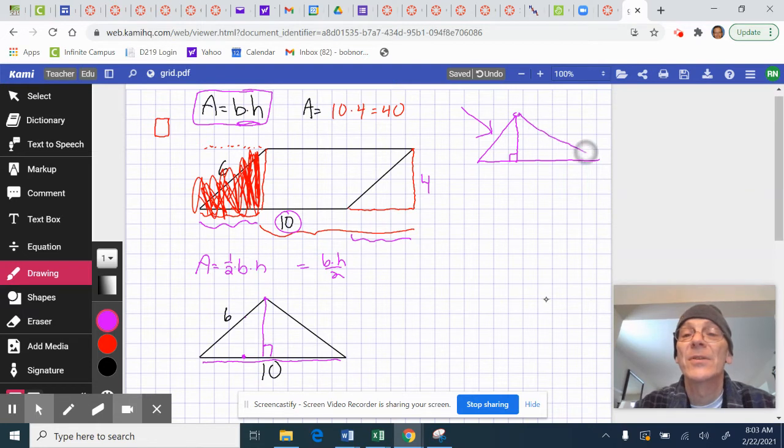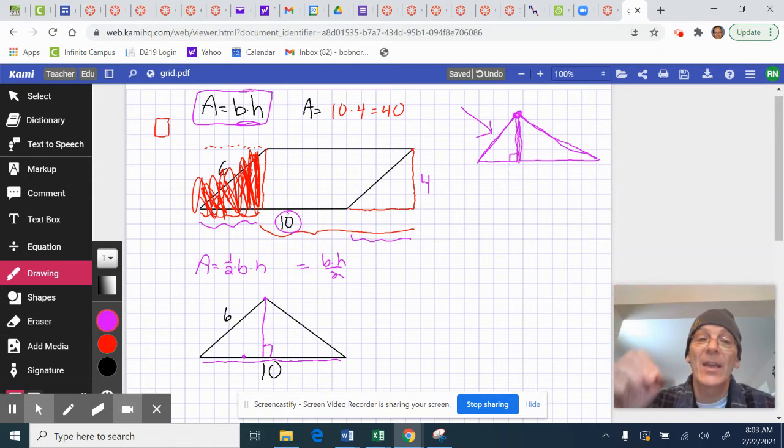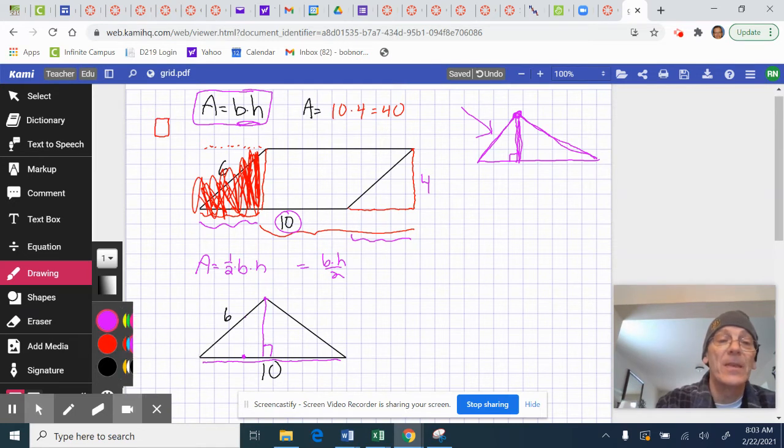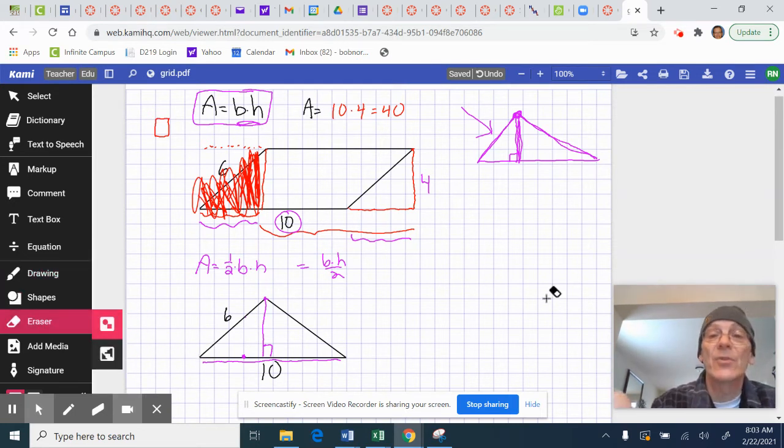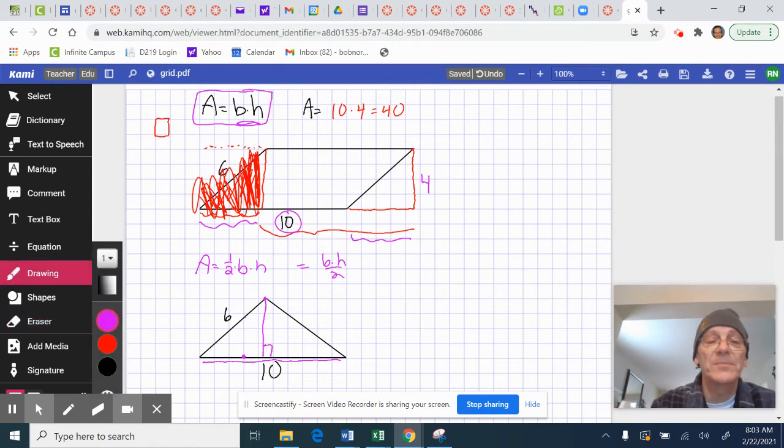See, there's a triangle here, but the altitude or the height is from that point of the triangle at a right angle to the ground. Okay. So that's the height of that triangle. Now, where's the 1/2 come from? Why is 1/2 part of the formula?